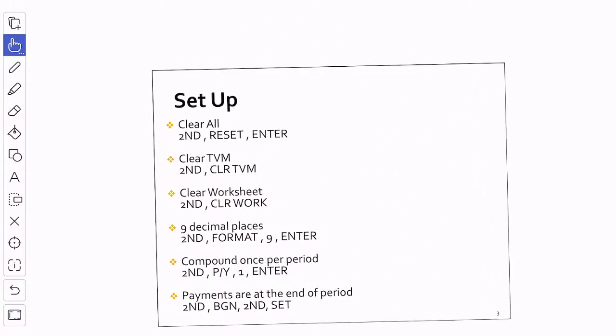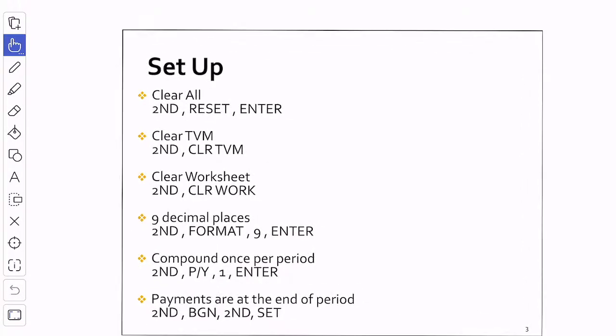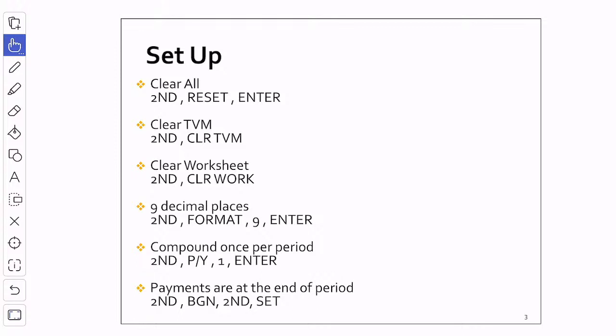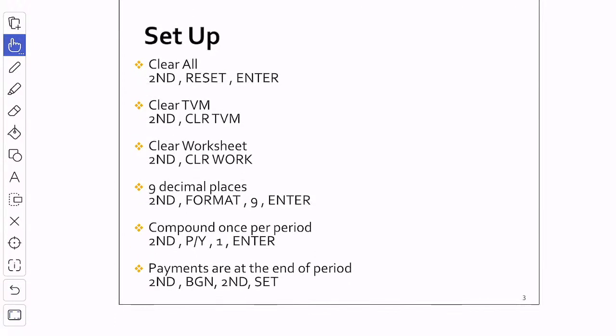So we need to set up our calculators. This is the beginning, so learning about the BA II Plus. How many people actually have this calculator? You can let me know in the chat who went through the trouble of getting it.